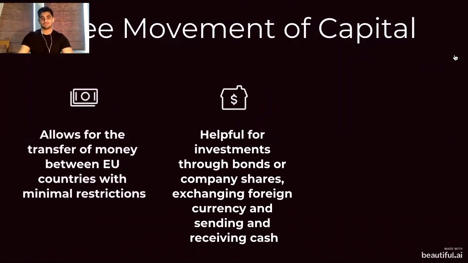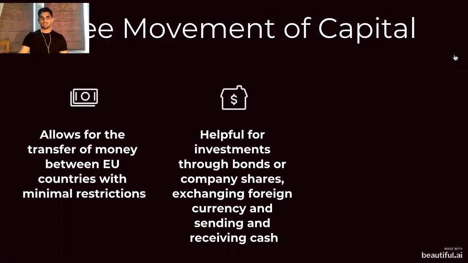It's also about exchanging foreign currency. So there's no sort of tariffs and duties that states can impose to exchange currency. And about sending and receiving cash. Say, for example, let's say through Western Union, which is a huge sort of money transfer company.